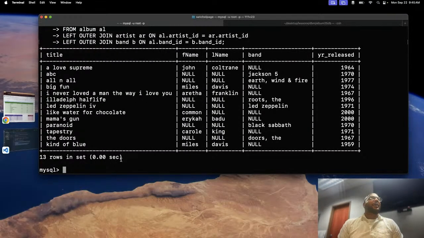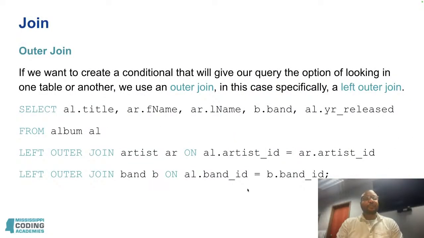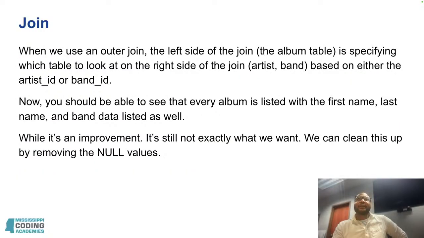It worked. And it returned all of the albums now. And this time it's got the first name, last name, and the band. And notice that if there is no band, it comes back null. Likewise, if there's no first name or last name, it comes back null. So here we go. You can see the query there. These queries can quickly become very complex, but you need to understand this if you want to return the data in a certain way.